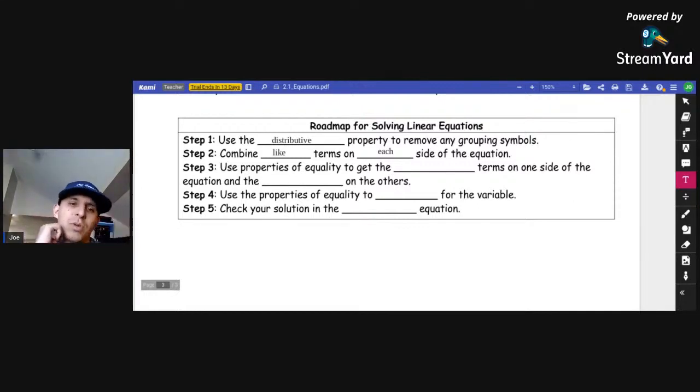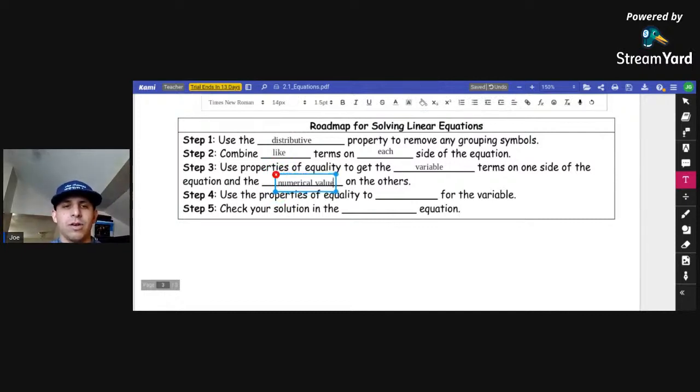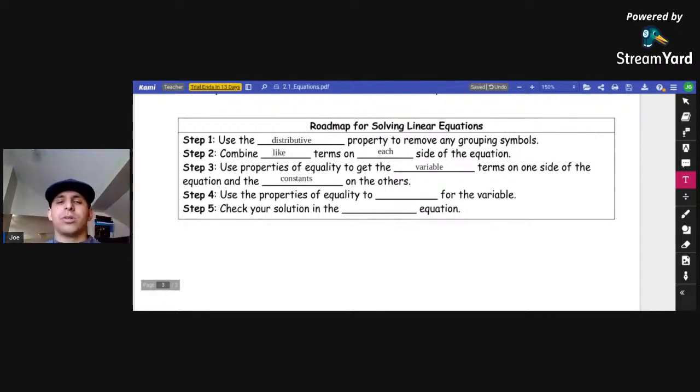Step 3, use properties of equality to get variable terms on one side of the equation and the numerical values. Actually, I'm going to change that. Let's use some more vocab. Constants on the other. And constants are simply numbers set alone. +3, constant. -10, constant. +1 million, constant. As soon as a numerical value has a variable attached to it, 2x, it is now a variable term.